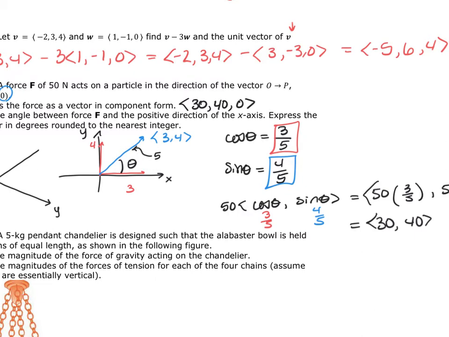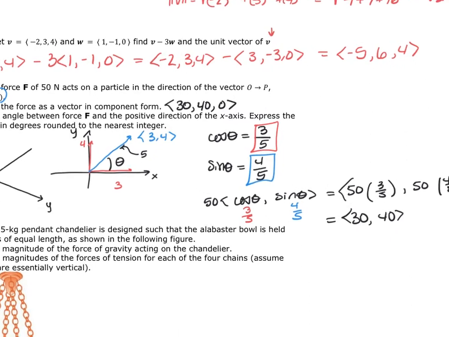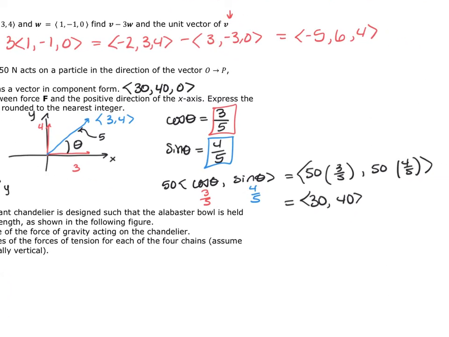Now to find the angle between them, I didn't have to do it to answer the first part, but it is asking me for the angle between them. And I can use either this one or this one and do this cosine or sine inverse or tangent if I want to. I could get the tangent, which is the 4 divided by the 3.